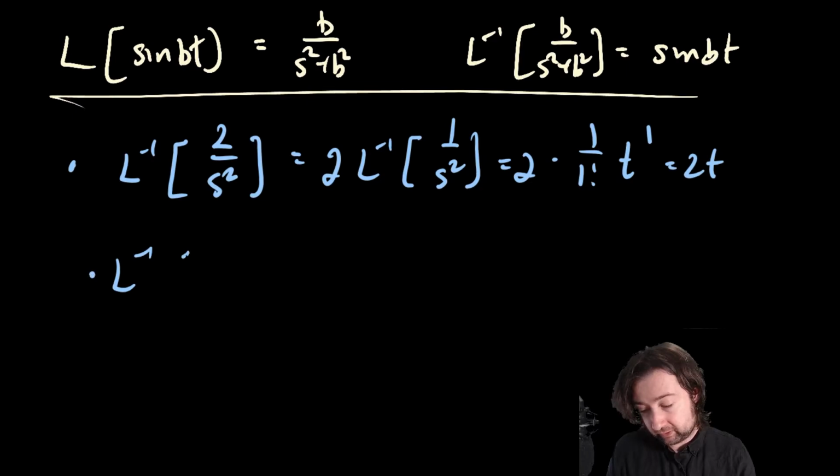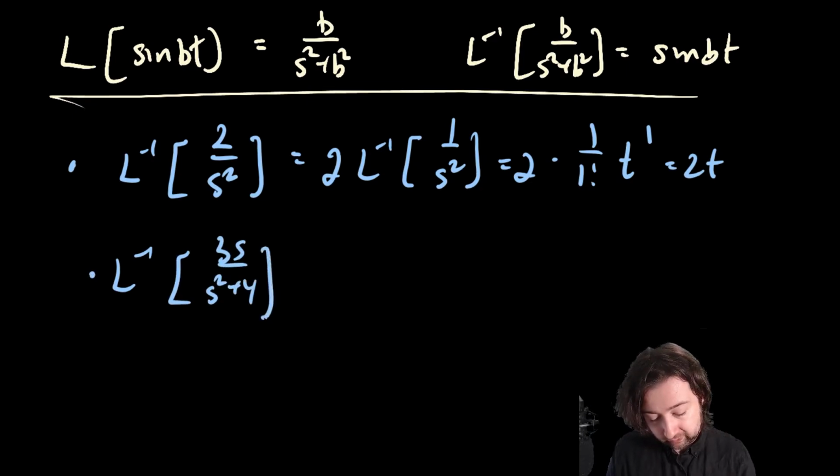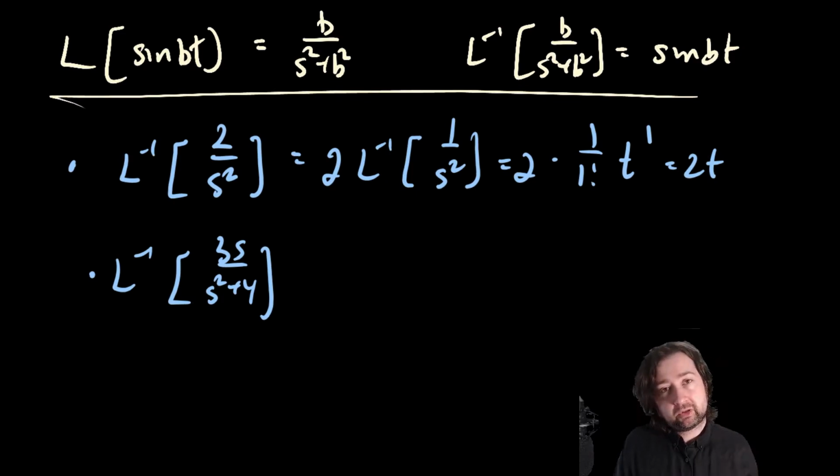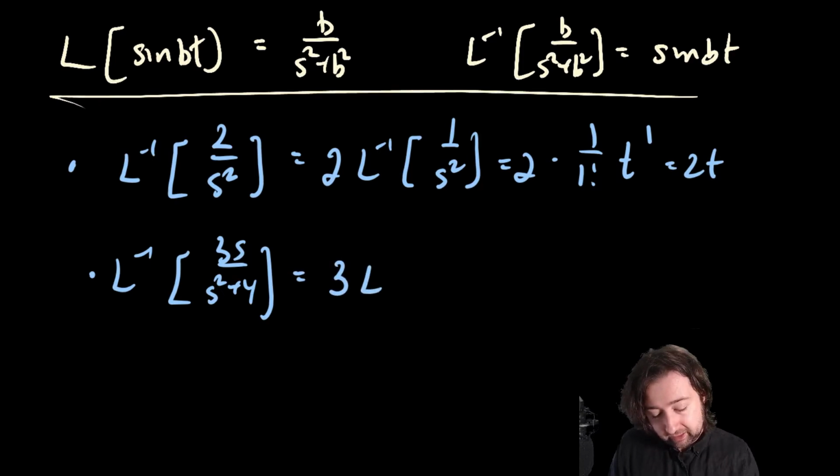The inverse Laplace transform of 3s over s squared plus 4. I think to myself, s over s squared plus 4 is very much like a cosine, where the b was equal to 2, except there's that 3 in there. So what I can do is pull the 3 out.